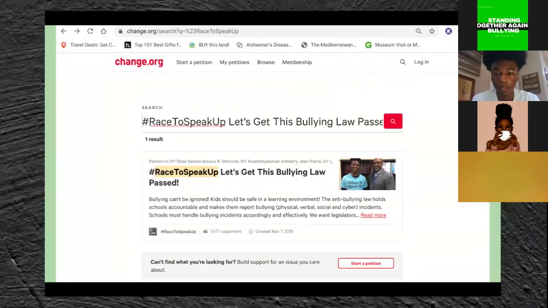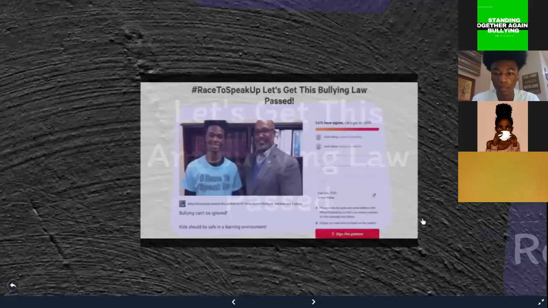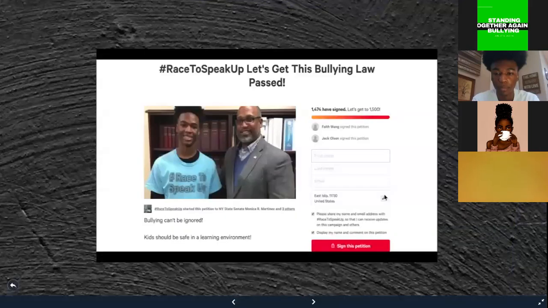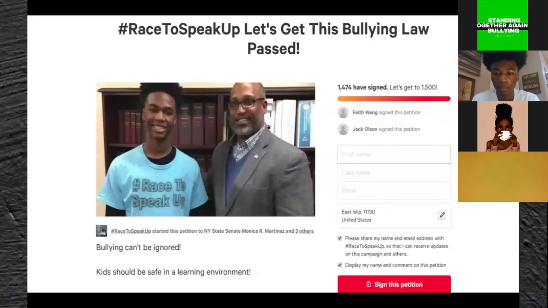The more signatures, the better. I plan to take these signatures to Albany, New York, and show senators there that this is important and that they need to make real changes. I'm starting here in New York where I live, but I want this law in every state.